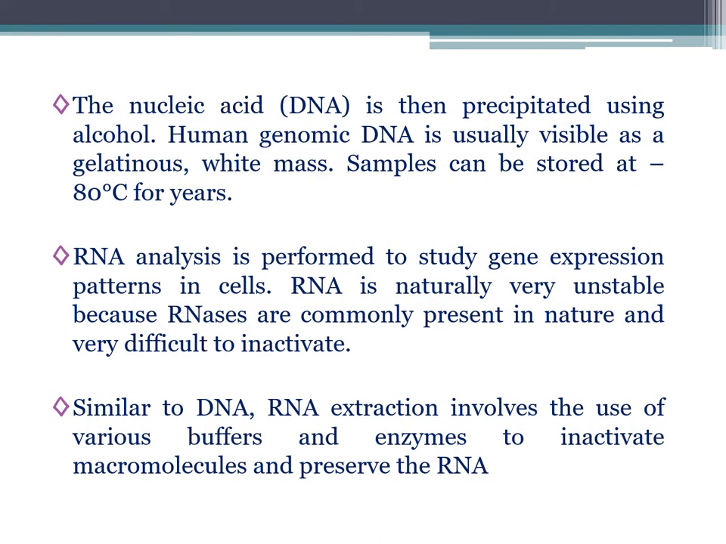After breaking open the cell and inactivating macromolecules, the next step is DNA or nucleic acid precipitation. The nucleic acid, DNA or RNA, is then precipitated using alcohol. For example, human genomic DNA is usually visible as a gelatinous white mass. It is isolated, and after isolation, the sample can be stored at minus 80 degrees Celsius for many years.